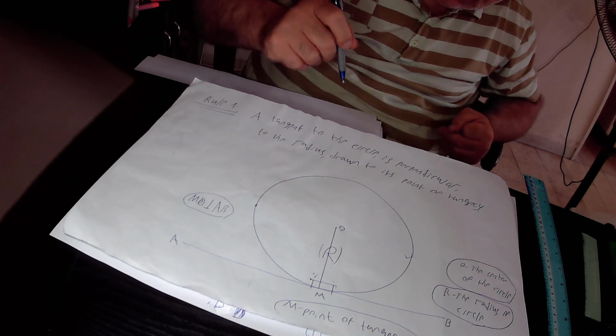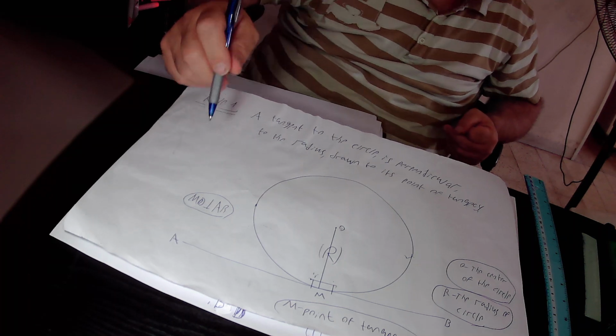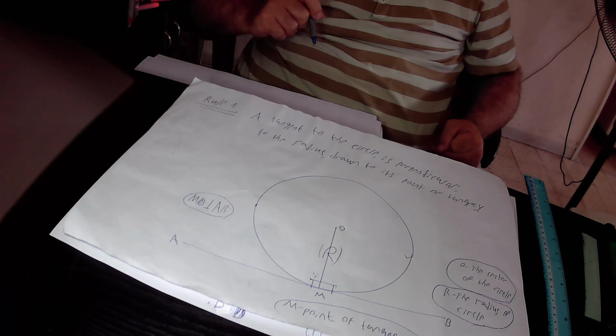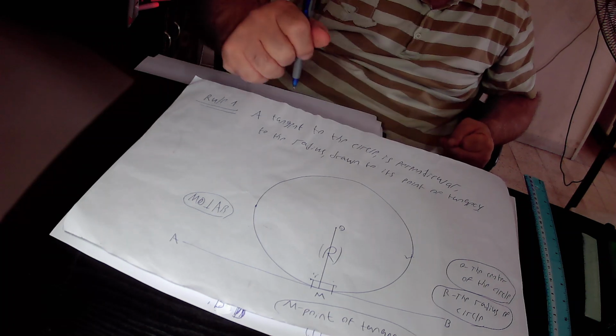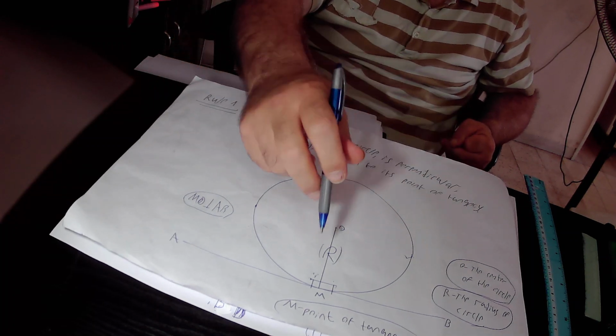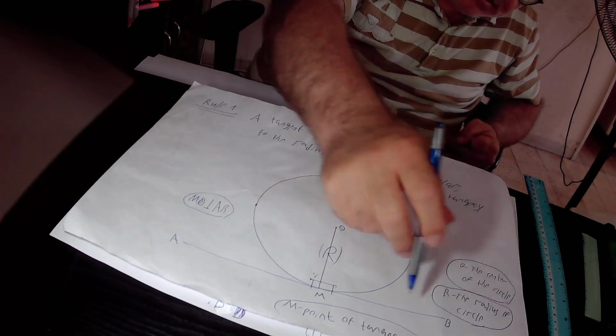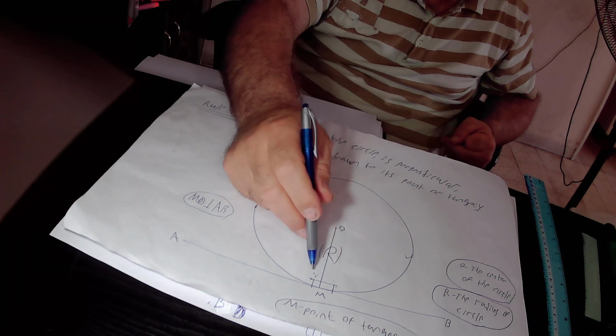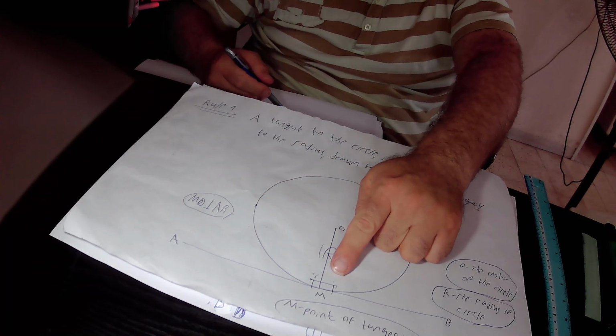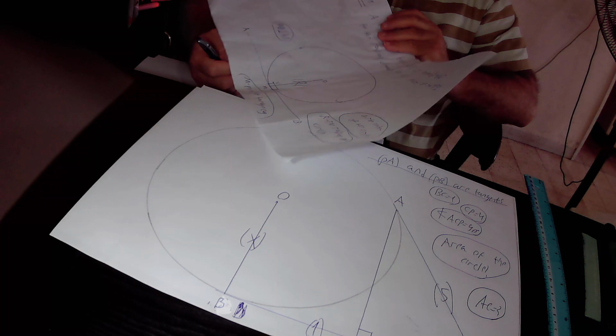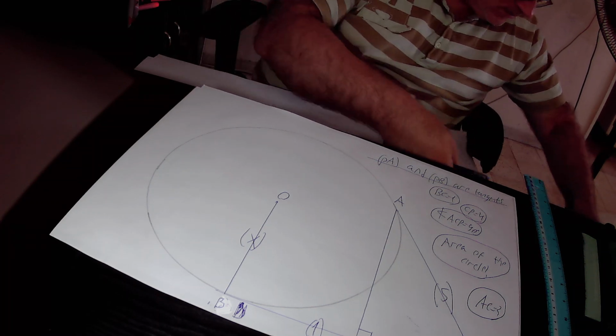The radius OM is drawn to point M, the point of tangency of tangent AB with this circle. Whenever a radius is drawn to the point of tangency, the tangent AB will be perpendicular to the radius MO. If AB is perpendicular to MO, this angle equals 90 degrees and this angle also equals 90 degrees according to this rule, rule 1. So we can implement rule 1 in our drawing.